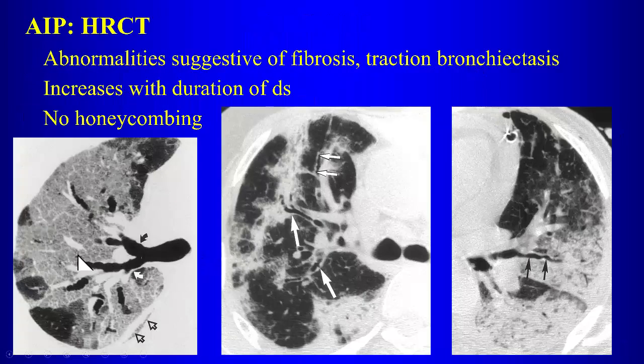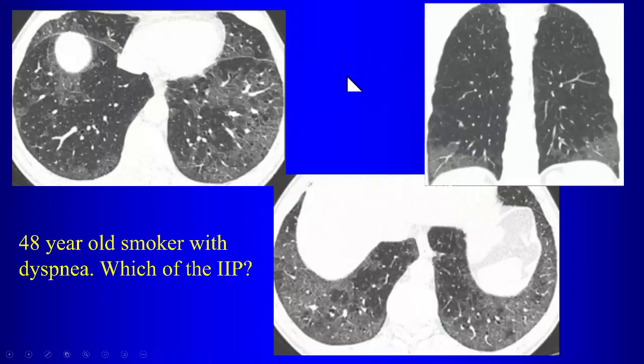And then when it goes into the fibrotic phase, we can see some traction bronchiectasis, as you see in these examples. We don't usually get honeycombing with AIP or with ARDS. All right, so moving on. Here it's a 48-year-old smoker with shortness of breath. First, describe the finding, and then tell me which of the idiopathic interstitial pneumonias we're talking about here.